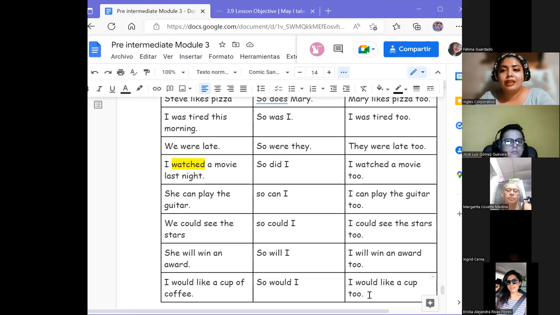Now, we are going to see the sentences. I have 10 sentences in which you are going to choose what is the best option for this sentence.